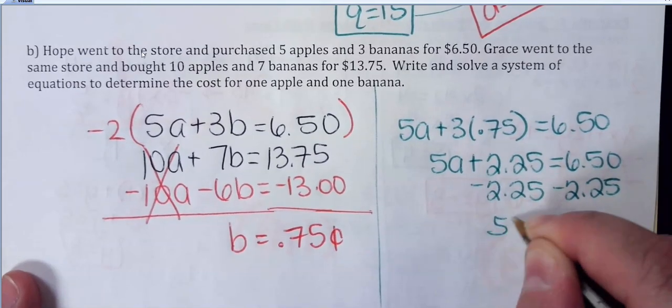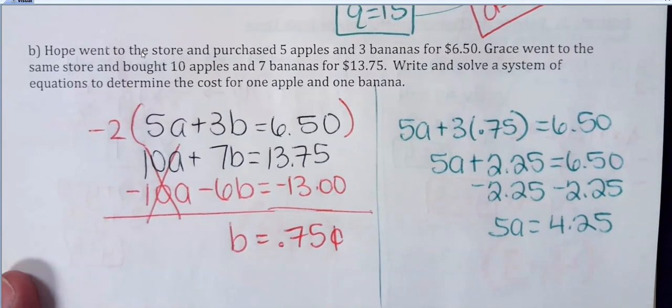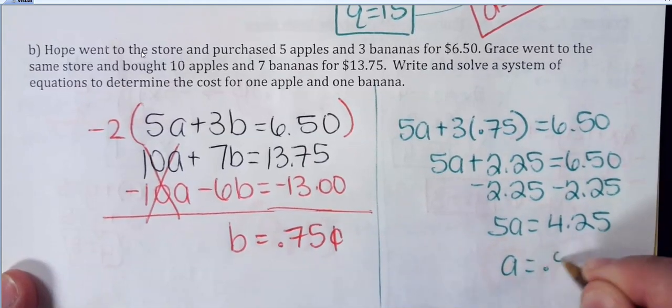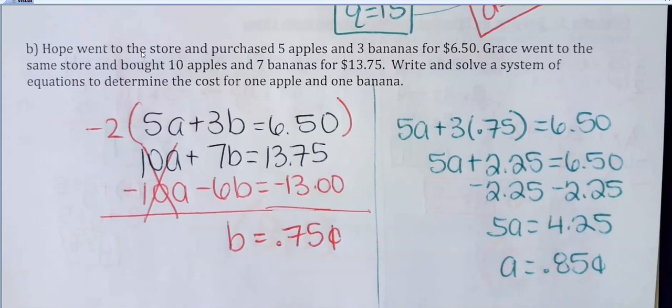So I get 5a equals $4.25, and I just need to take that $4.25 divided by 5. And each apple, if I do that, is going to be worth 85 cents. Totally fine for those to be decimals there. Is anybody having a question?